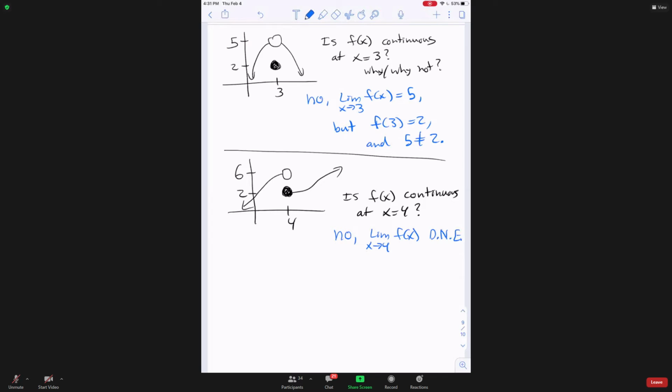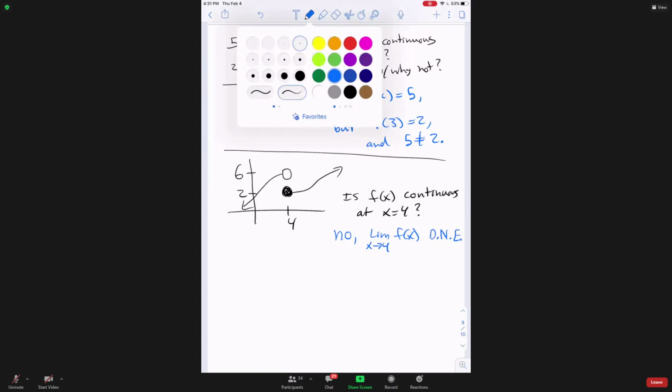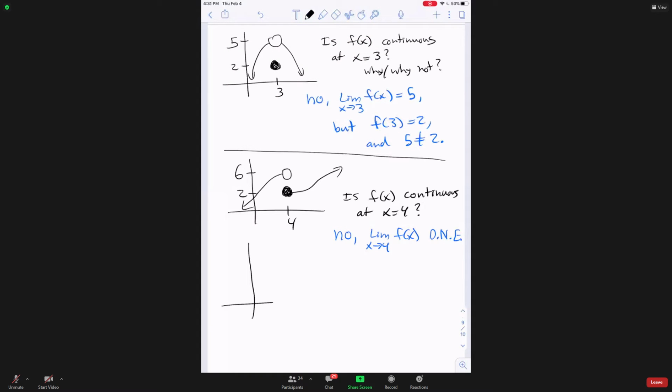Professor, so there has to be a limit, and that limit has to be equal to an actual value on the graph in order for it to be continuous. Yeah, so let me do one example of it being continuous. This dash part is not part of the graph, but at least you can see where it corresponds to. If I ask you, is f of x continuous at x equals 3?